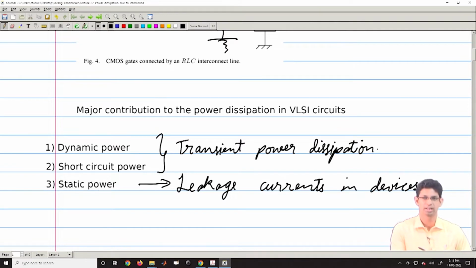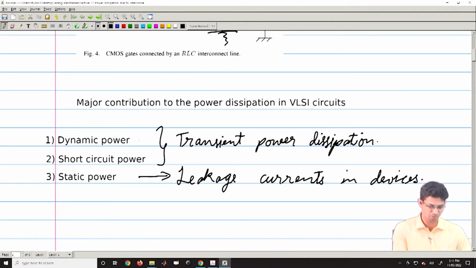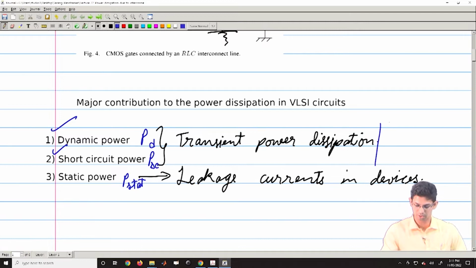So this is like the static. However, these two powers, dynamic and short circuit, are because of the transient or because of the on off nature of your circuit. So, we will label this dynamic power as P d, the short circuit power as P sc, and this as P static. Of these three, the dynamic power and short circuit power are dependent on interconnects.